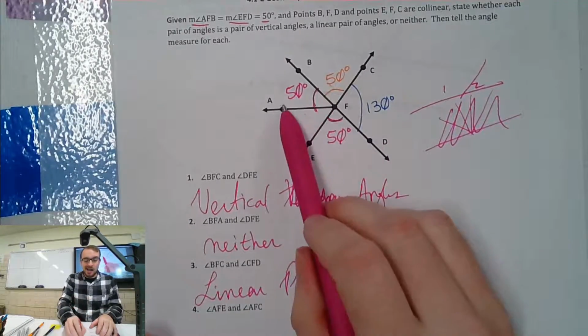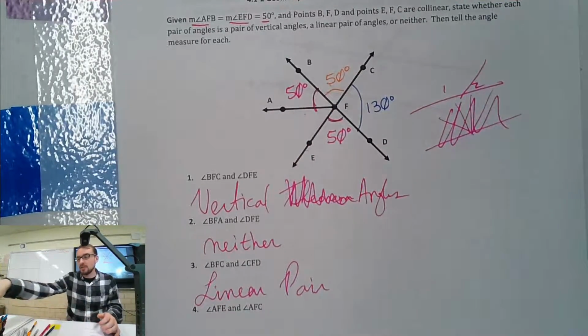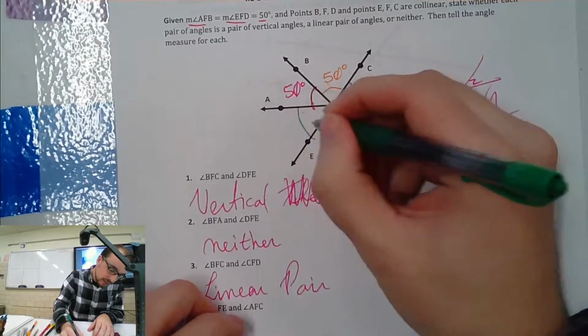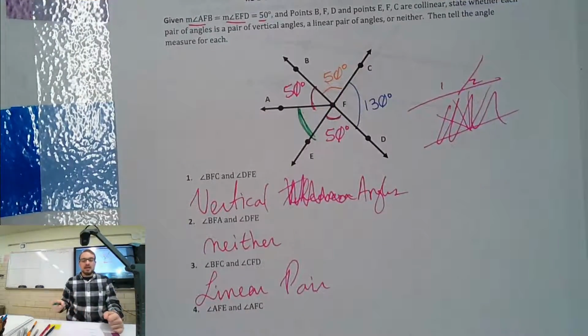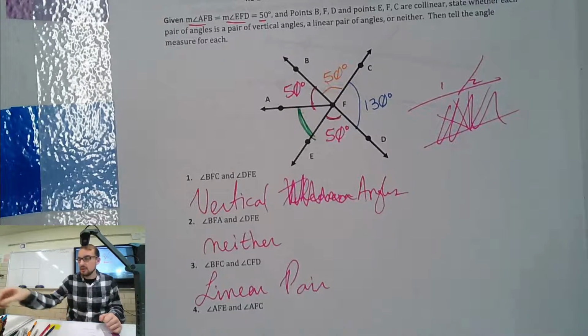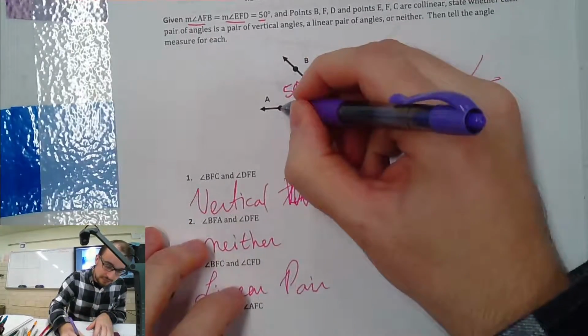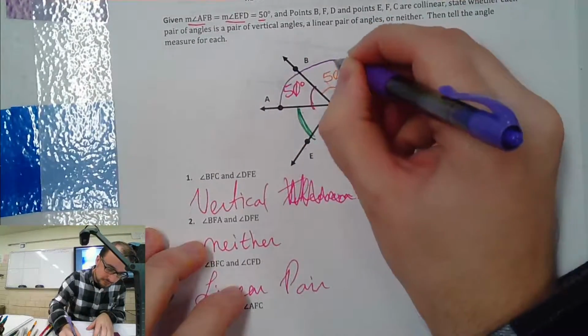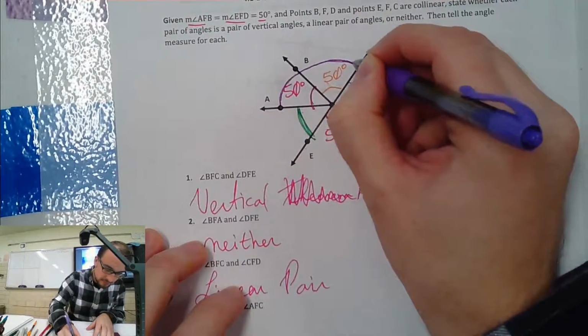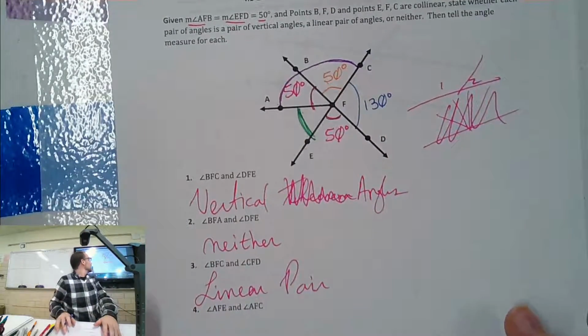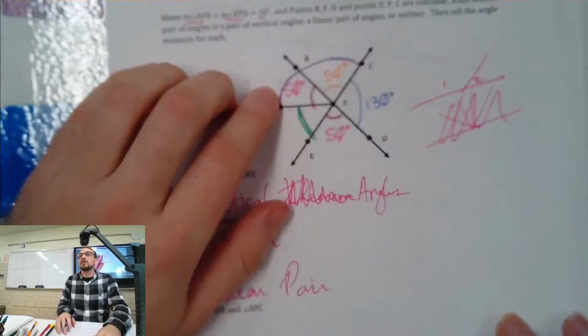AFE. That's this angle right here. I'm going to do that one in green. And then we've also got the angle AFC, like the football thing. Yes, it is. So AFC is the purple angle. So we've got green and purple.